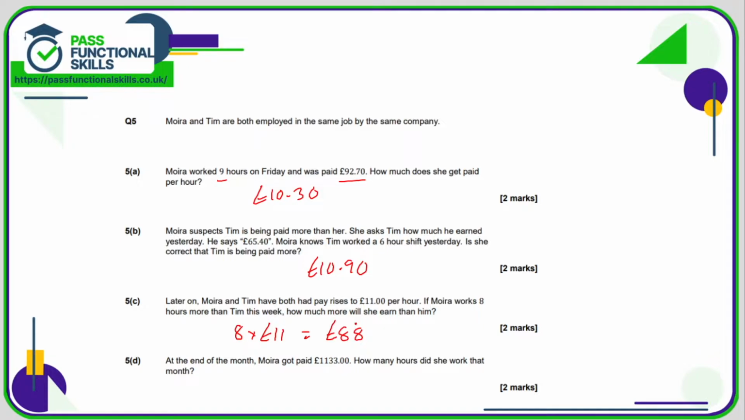At the end of the month, Moira got paid £1,133. So how many hours did she work? Remember that her pay is £11 per hour, so all we need to do is divide this figure by 11, and 1133 divided by 11 comes to 103 hours.